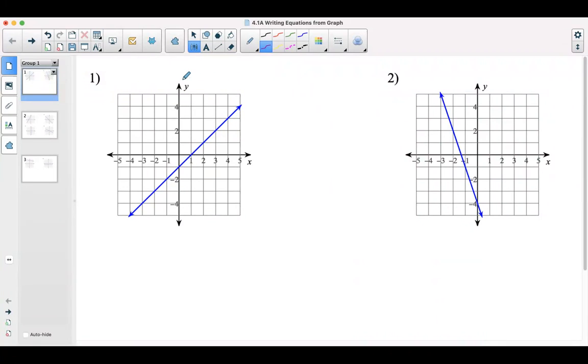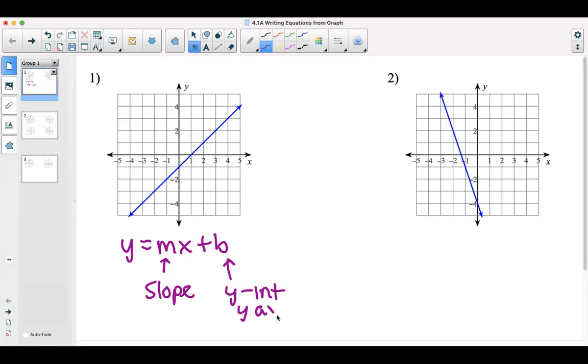Okay, we're going to take a look at how to write an equation of a line from a graph. So the first thing we have to think about is because we're doing a line, we have y equals mx plus b. And m is our slope, and b is our y-intercept, which is when it crosses the y-axis.